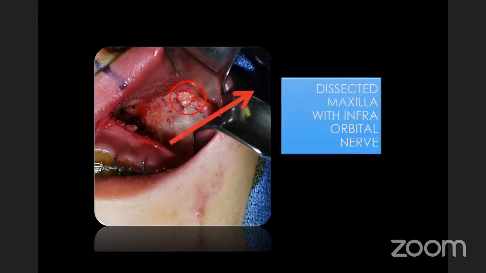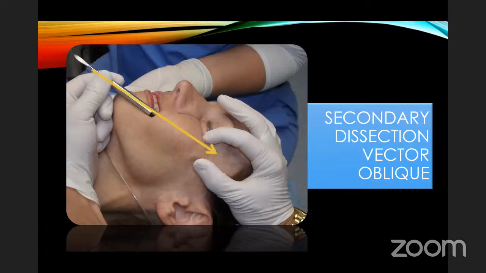So we change the direction to an oblique vector. And now this oblique vector will take us dissecting over the lateral zygomatic region, and I actually dissect up between my thumb and finger, and my finger is protecting the globe, and I will dissect there all the way up to the frontal zygomatic suture.